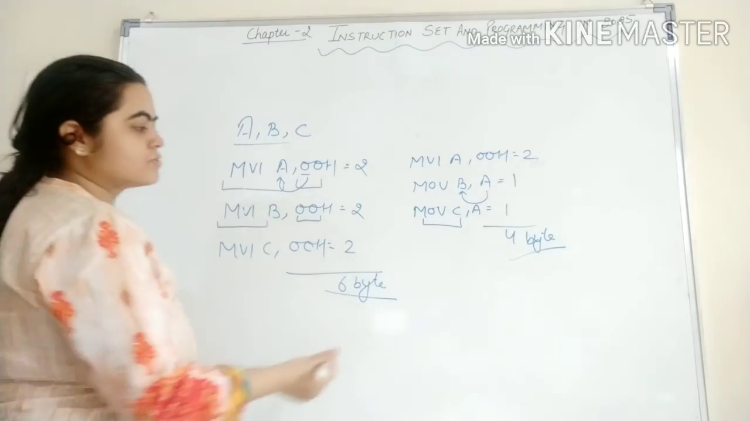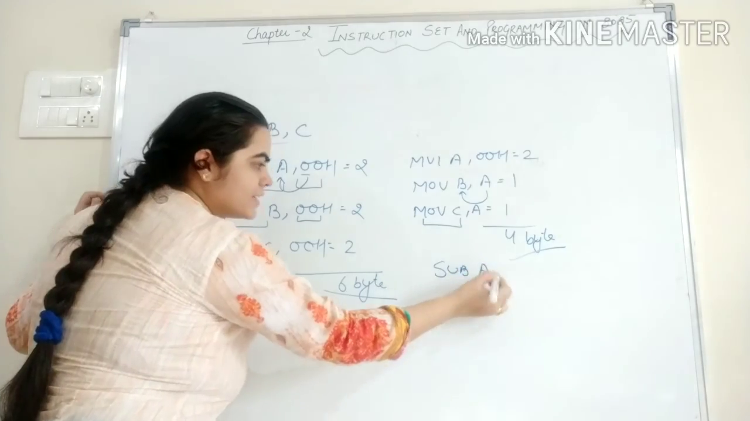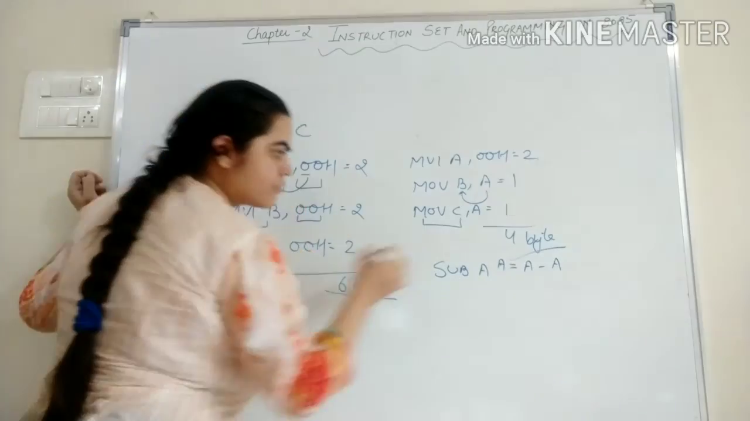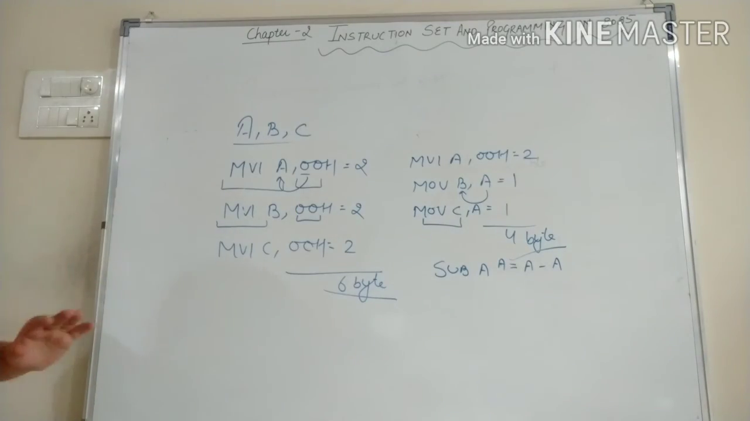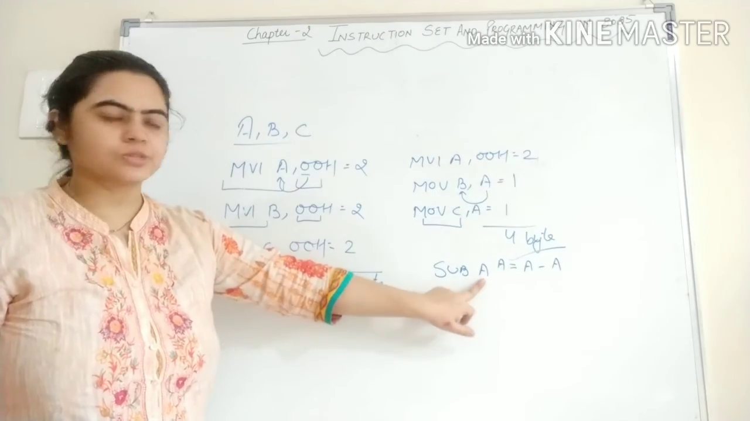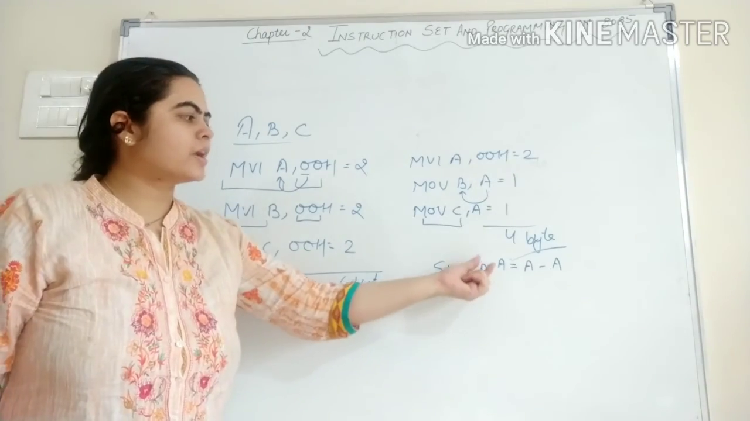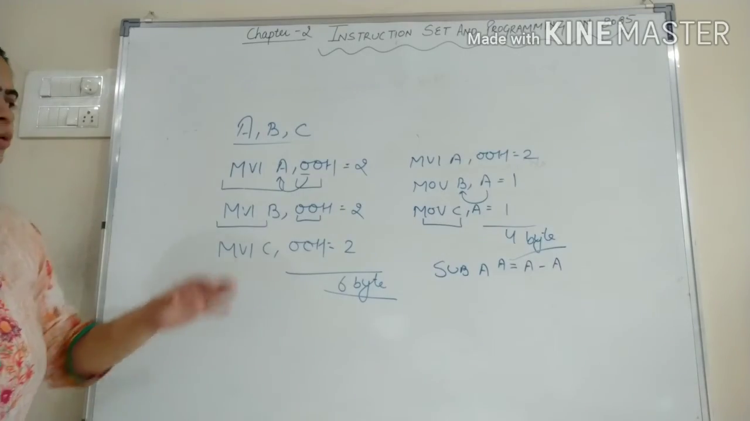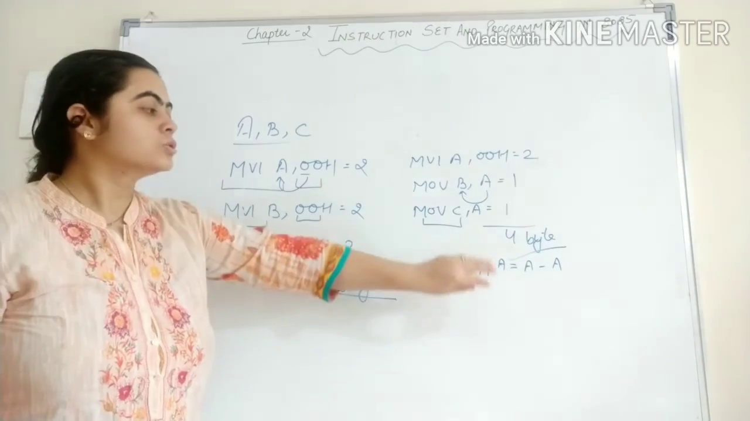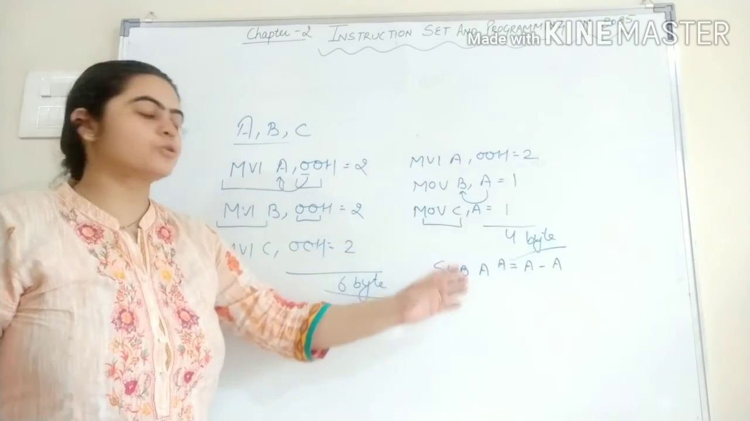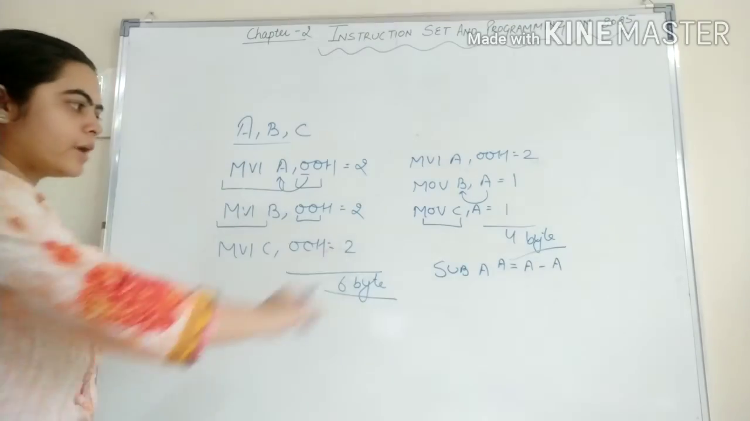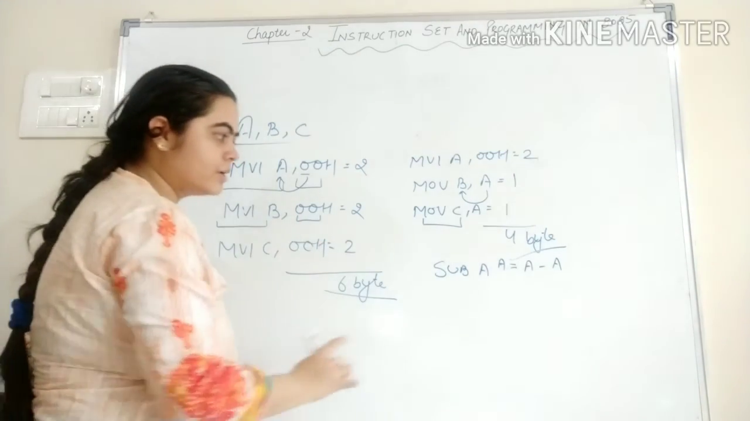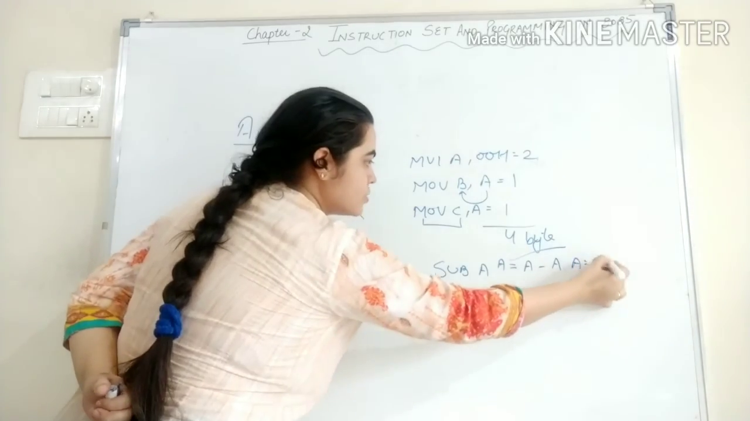Now another way is we can write SUB A. This instruction means the contents of the accumulator will be subtracted from the contents of the accumulator and the result is stored in A. So in A we have 00. Suppose in A we have 05, then that 05 will be subtracted from the 05 and the result is 0. So by using this instruction the accumulator is getting cleared. Here A is equal to 00.